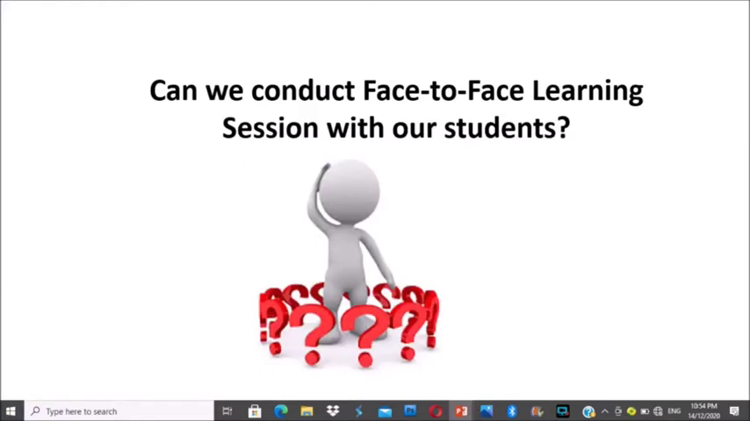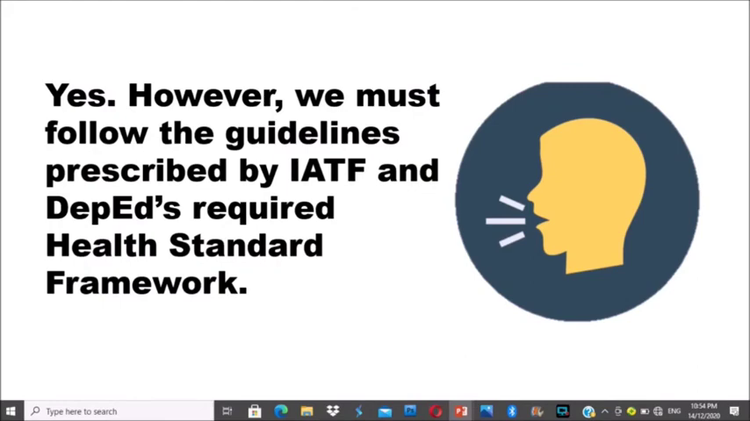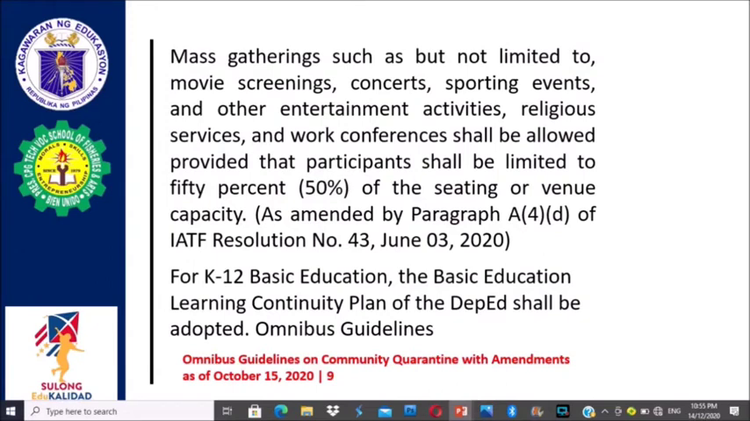Now the question is, can we conduct face-to-face learning sessions with our students? Yes. However, we must follow the guidelines prescribed by IATF and DepEd's required health standard framework. Now the question is, do we still have mass gatherings? Now mass gatherings such as but not limited to movie screenings, concerts, sporting events, and other entertainment activities, religious services, and work conferences shall be allowed provided that participants shall be limited to 50% of the seating or venue capacity. For K-12 basic education, the basic education learning continuity plan of the DepEd shall be adopted, and this is coming from the omnibus guidelines.